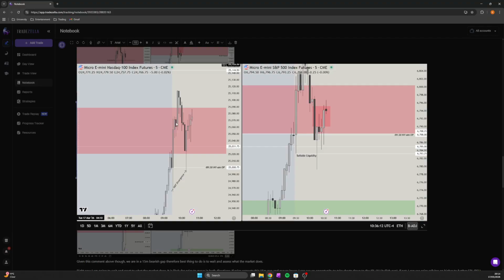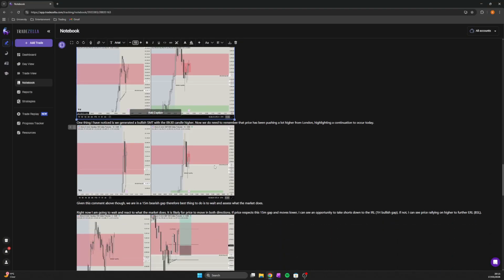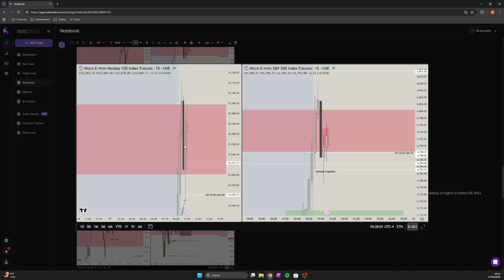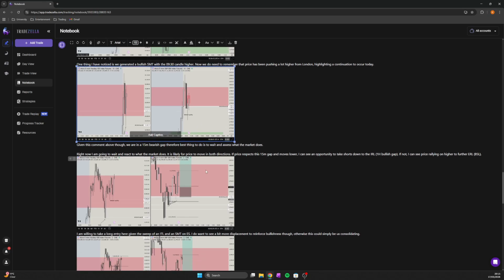One thing I've noticed is that we have generated a bullish SMT. This is the most recent, so bullish SMT. And what does the price do? It reaches into this gap, okay? We do need to remember that price has been pushing a lot higher from London, highlighting a continuation to occur today, possibly. Given the comment above, I'm contradicting myself by saying that we are obviously in a 15-minute gap, okay? And the best thing to do here is to wait and assess what the market does. Right now, I'm going to wait and react to see what the market does.